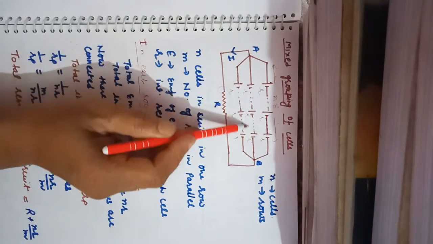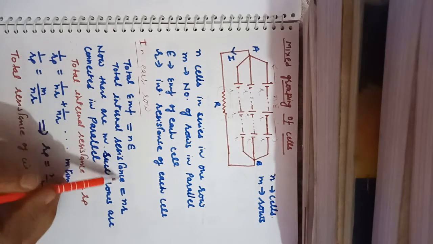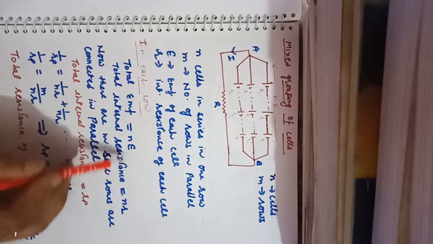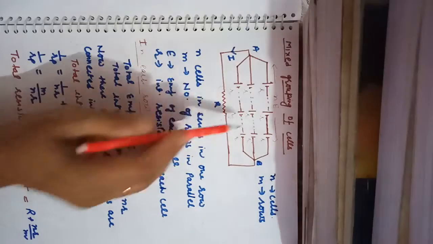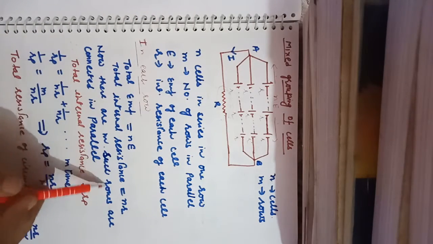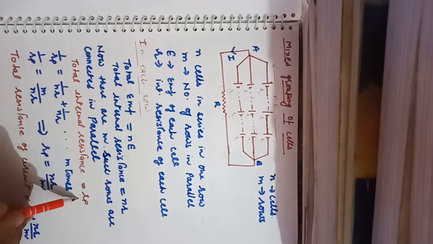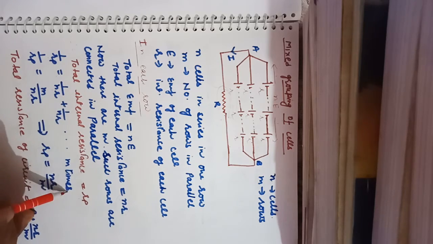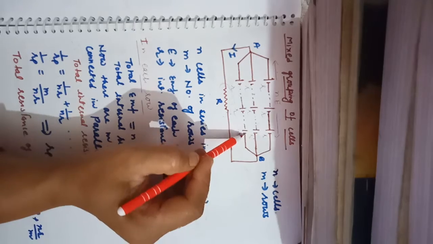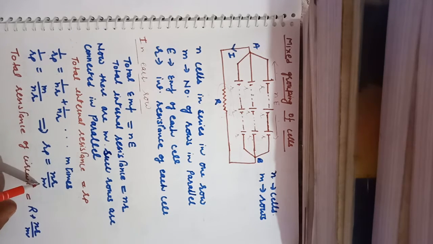And what is the total internal resistance of one row? r plus r up to n times, so the total internal resistance is n into r. This is the total EMF of one row, and this is the total internal resistance of one row. Now there are m such rows connected in parallel. So what will be the total internal resistance? I have taken Rp. So 1 upon Rp is equal to 1 upon nr plus 1 upon nr up to m times. So 1 upon Rp is equal to m upon nr, so Rp is equal to nr upon m.